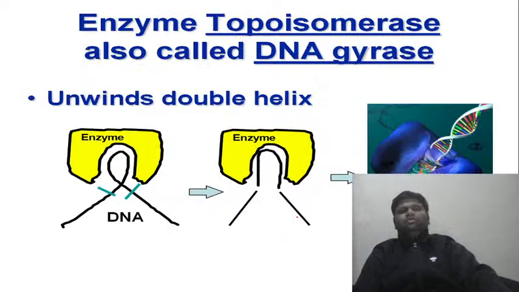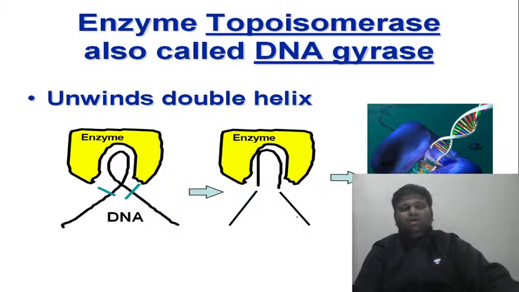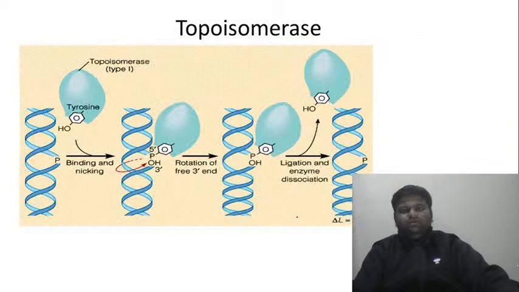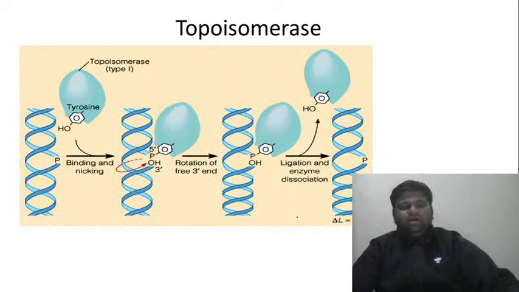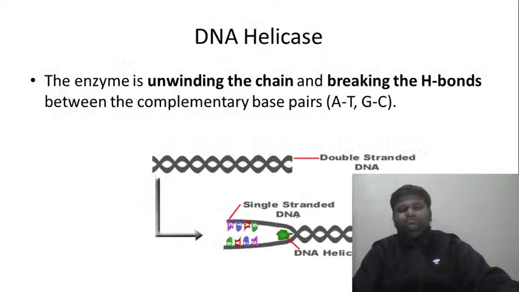DNA topoisomerase is also known as DNA gyrase. It unwinds the double helix. This is a function of DNA topoisomerase. It binds and nicks at the 5 prime side. It leads to the rotation of the free 3 prime end. Then ligase comes and this enzyme is ligated. Then there is DNA helicase. This enzyme is needed for unwinding the chain and breaking the hydrogen bonds between the complementary base pairs.